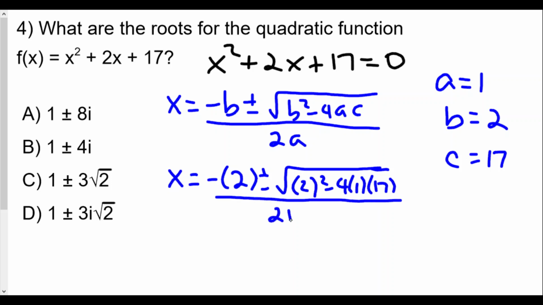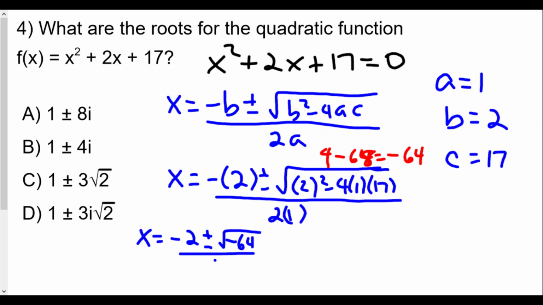Now, the discriminant in this case, the number underneath the radical, is 4 minus 4 times 17, which is 68. So in this case, 4 minus 68 is going to be negative 64. So we get x is equal to negative 2 plus or minus the square root of negative 64, all over 2 times 1. Okay. Now, square root of negative 64.